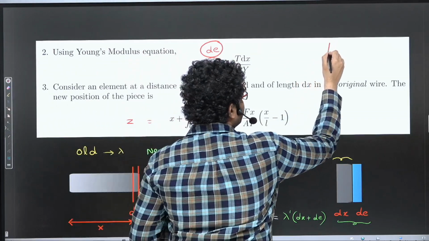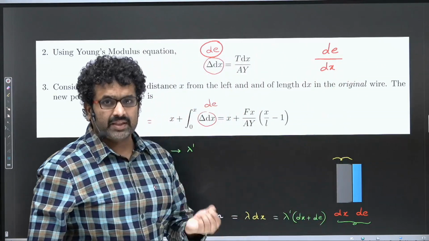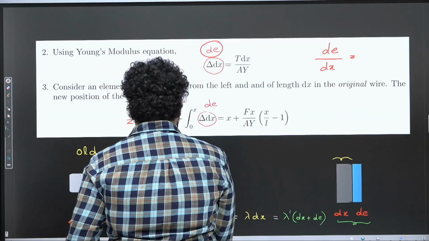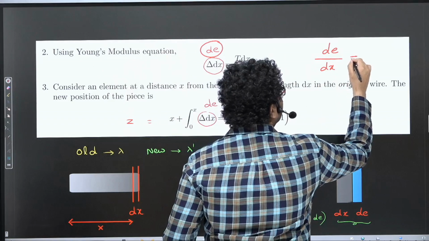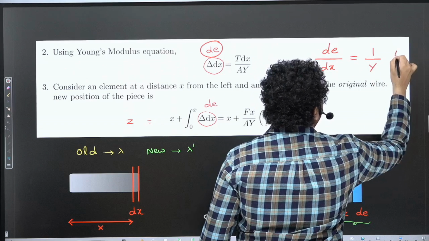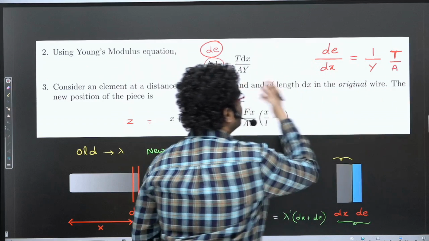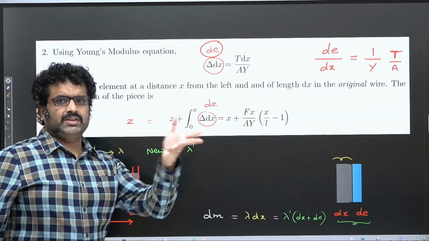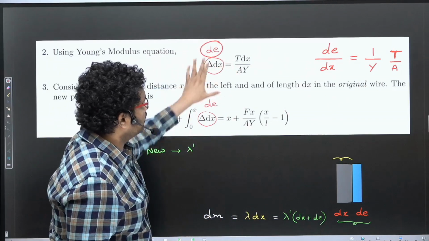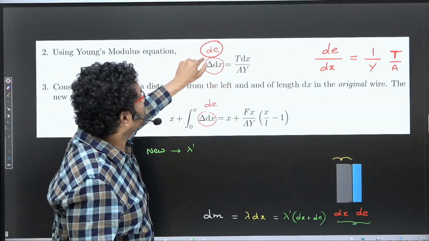If dE is the elongation in dx, dE divided by dx is strain, which should be equal to 1 by Young's modulus times the stress, which is T divided by A. This is what we have written. Stress divided by strain is Young's modulus, so strain is equal to 1 by Y times the stress. I am changing the symbol from what the student has used. I prefer to use dE.